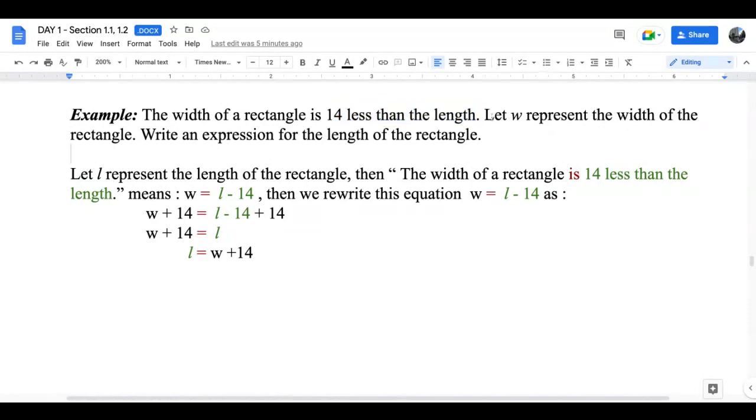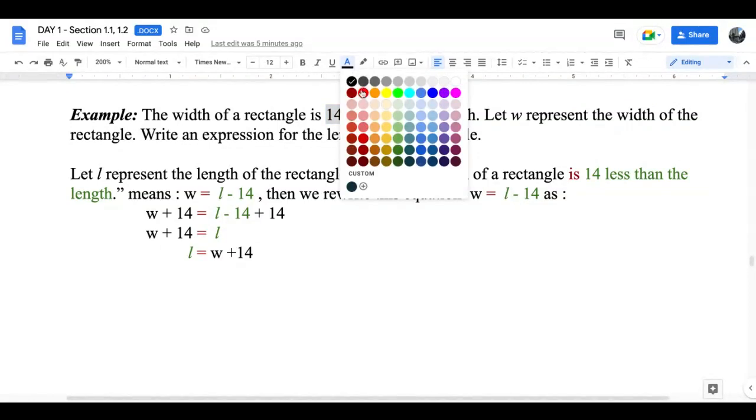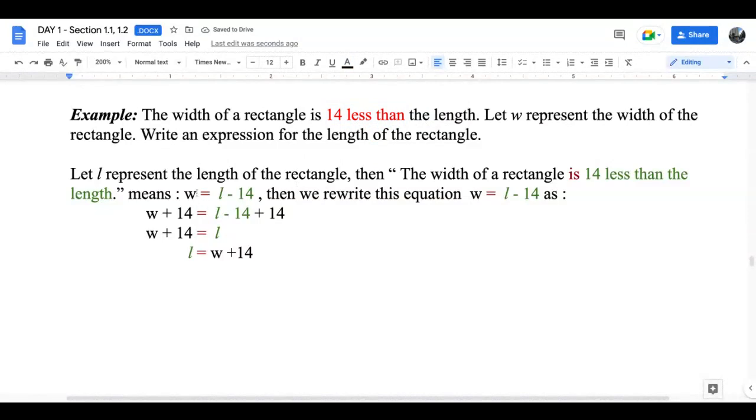All right. And if W represents the width of the rectangle, write an expression for the length of the rectangle, right? 14 less than the length. So W equals L subtract 14, because it's 14 less than. Something has to be before it. So that's W equals L minus 14. The width is the length subtract 14. It's not 14 subtract L. All right, be careful of that.